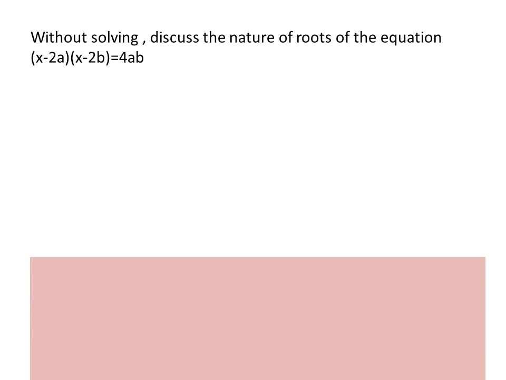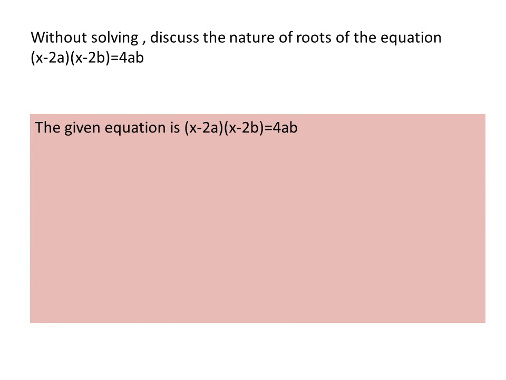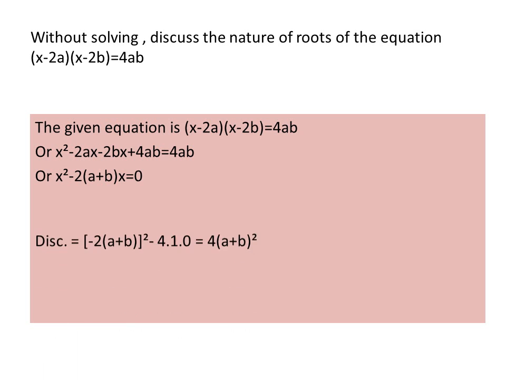We have the given equation as (x minus 2a) into (x minus 2b) is equal to 4ab. Solving this, we get x square minus 2ax minus 2bx plus 4ab is equal to 4ab. Or you can say x square minus 2 into (a plus b) x is equal to 0, with 4ab cut from both sides.